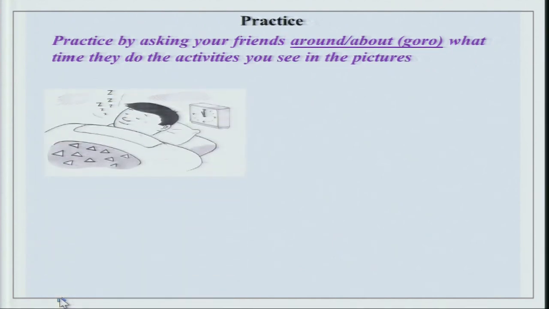Now, you have this picture over here. You can ask, nanji goro nemasu ka? Nanji goro nemasu ka? And whatever time is there in the watch over here, tokei, you can tell, or whatever time you sleep, you can say juichiji goro or ichiji goro or ichiji han goro nemasu.